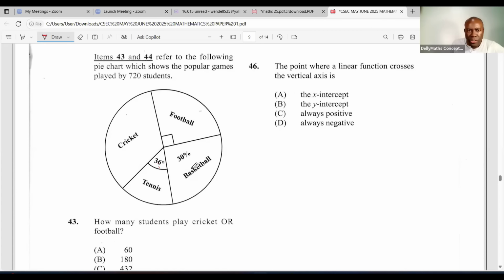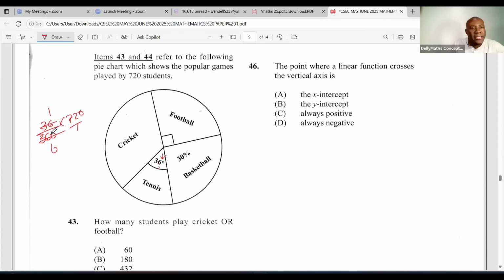All right. So we have 720 students. We could find these and subtract from the 720. And they said cricket or football, so we're going for that. There are a number of ways to do it. So this is what I'm going to do: I'm going to find the 36 over 360 times 720. It's going to give me those that are in tennis. You can see 36 is a nice number that works with 360 because it's degrees they have here.